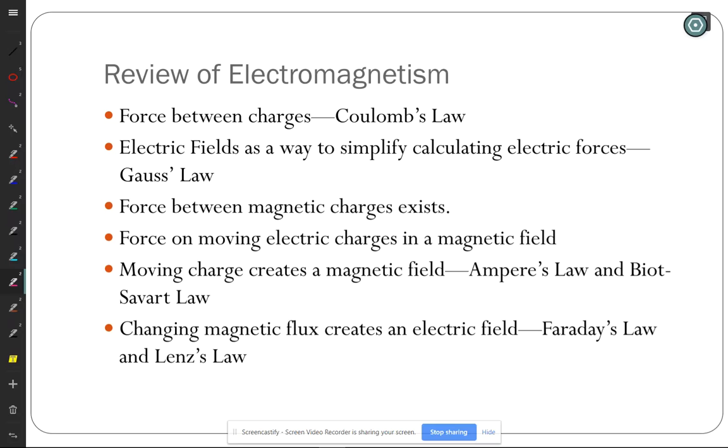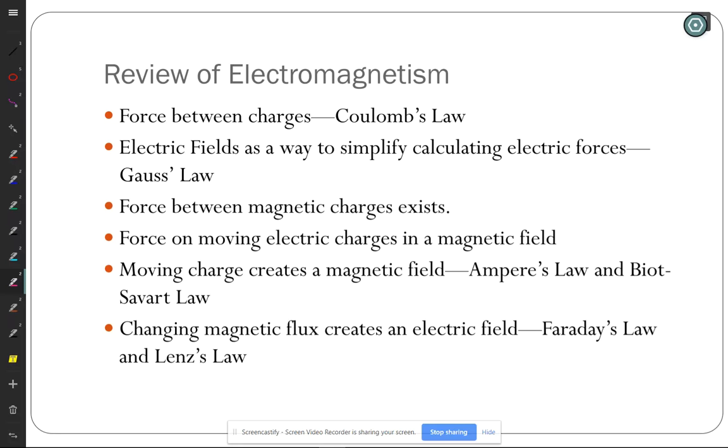Moving charges create a magnetic field. For people in physics 152, Ampere's law is the only one you studied on this. People in 252, we also studied the Biot-Savart law, which is kind of like the Coulomb's law version for the magnetic field created by moving charge. And then the final thing we've learned is about induction, Faraday's law of induction and Lenz's law to give us the direction. So that's a review of what we've learned.